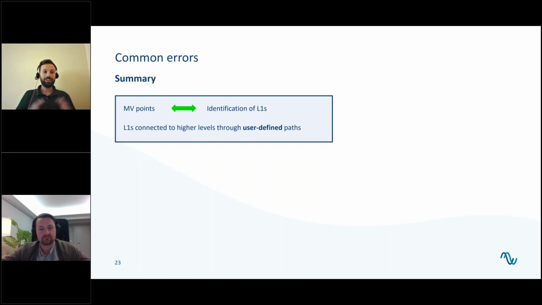I know we saw a lot of information in this section, so I want to give you some, let's say, key points to bear in mind to successfully draw this kind of connection inside PV design. So first of all, remember that the MV point always identifies the L1 facility. So MV point equals L1, all the other facilities shouldn't have an MV point. Also, the connection from L1 onwards toward your point of interconnection should always be user defined.